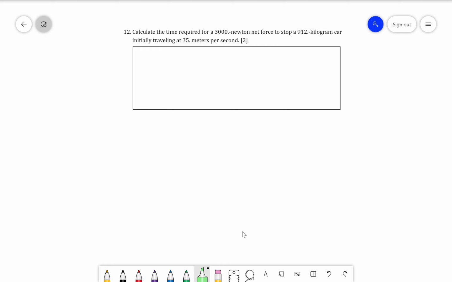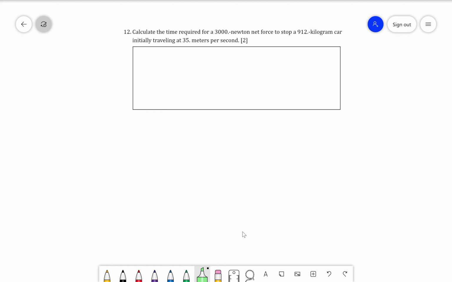Calculate the time required for a 3,000 Newton force to stop a 912 kilogram car initially traveling at 35 meters per second. So we have a car moving at 35 meters per second. Now there's a certain momentum associated with that car, right? That car has a momentum.